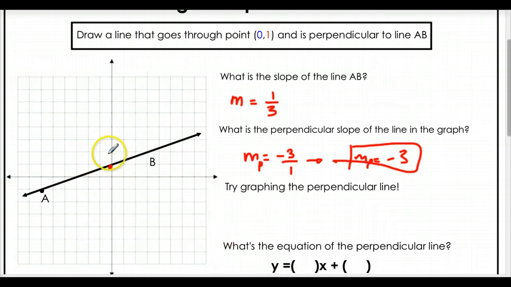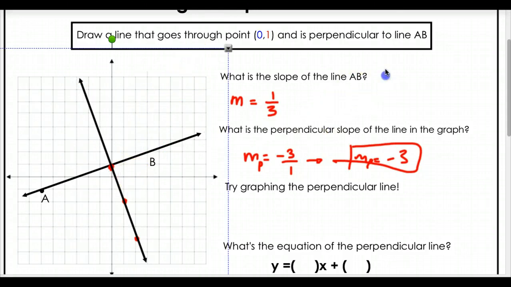Now, if we know that it has to pass through (0, 1), and the slope is negative 3, we can just start at our point (0, 1), using our slope to guide us. So it goes down 3 and over 1, and that should be our next point. Down 3 and over 1, and that would be another point. So we take our line and draw it through our points, and let's see if this works. Does this look like a perpendicular line to you? I think so. Let's put our little 90 degrees in there just to show that we did get this. That's a 90-degree mark. I would have to turn it over, but whatever.